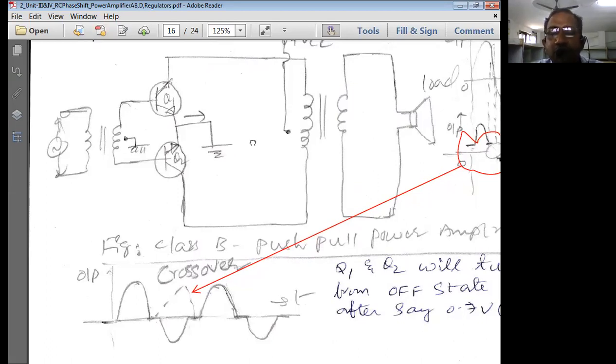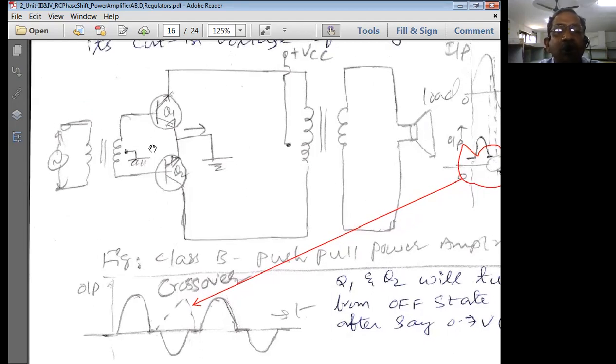Next is the class B push-pull type of power amplifier. We are going to use two similar transistors, NPN here and NPN here. We might doubt, can't we use both PNP? We don't prefer the PNP transistors because the mobility of holes in the PNP type is very much less than the mobility of electrons. That is the reason why we always prefer NPN type transistors in practical circuits. So we are using only NPN type transistors in this circuit diagram also.